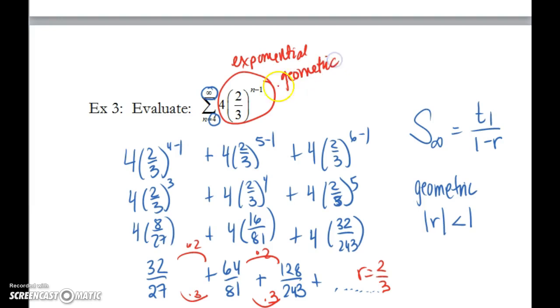And your growth rate, B, 2/3, is like your R value, and that is indeed less than 1. And since our growth rate is less than 1 and it is geometric, we can use our formula for the sum of an infinite geometric series. T1 is the first term in our series, which is 32 over 27.